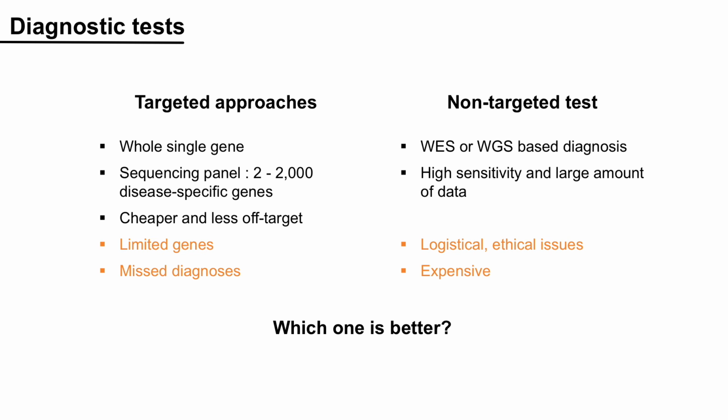The other one is a non-targeted test. This is based on whole exome sequencing and whole genome sequencing. It sounds better to read all of your genome at once, but as more data are generated, there occur more logistical and ethical issues.